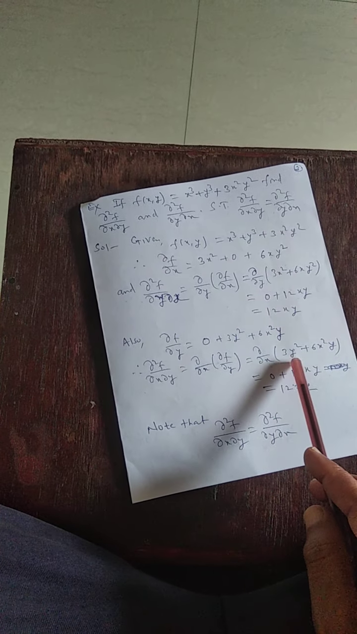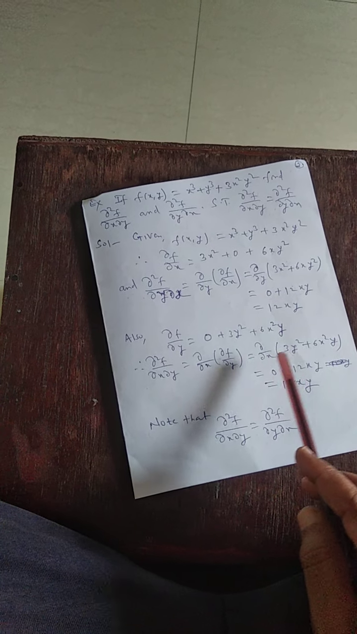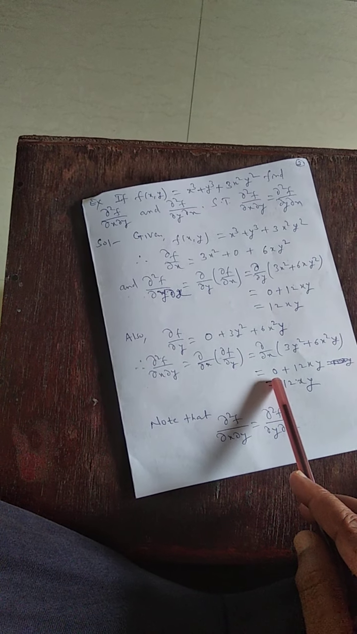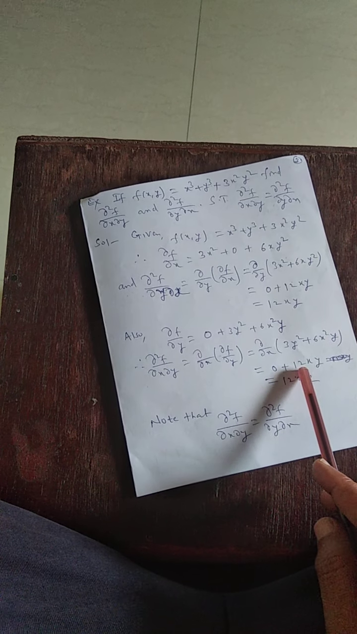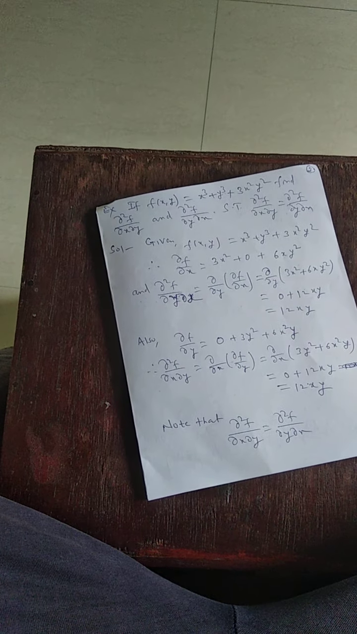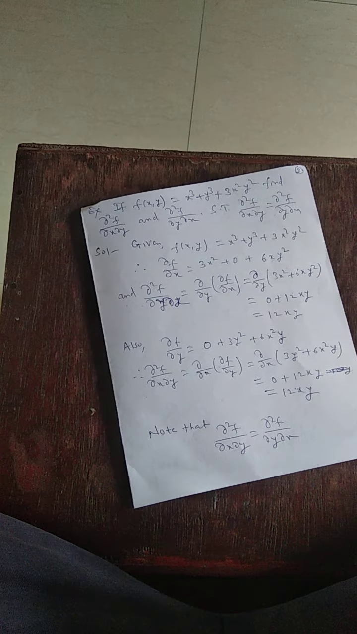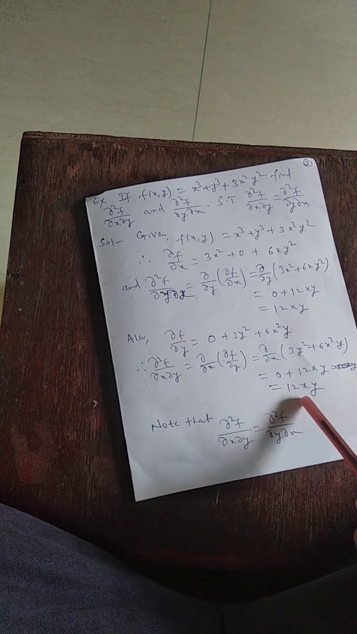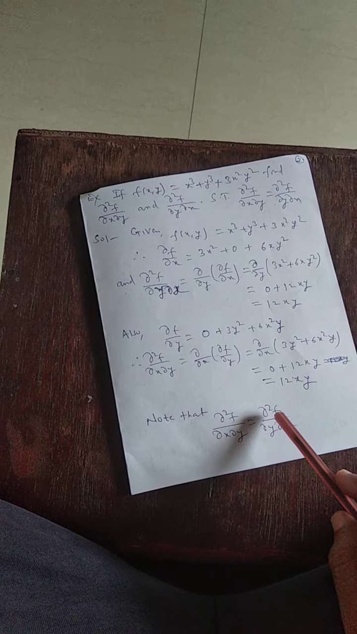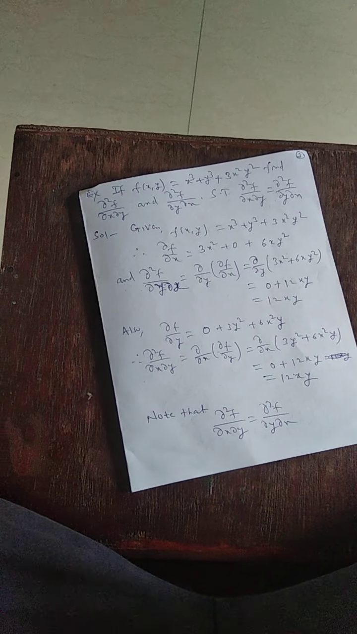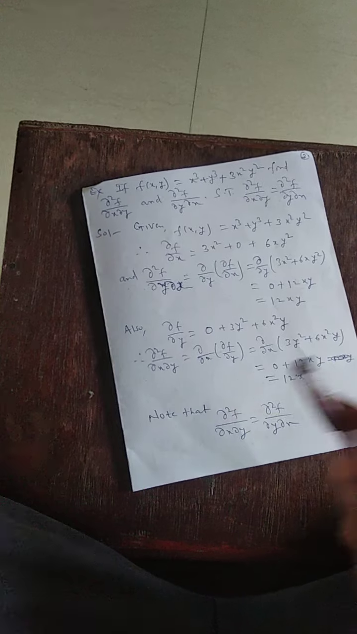So ∂/∂x means 3y², derivative of 3y² with respect to x is 0. Derivative of 6x²y, that is 12xy. So the answer is 12xy. Note that ∂²f/∂x∂y is equal to ∂²f/∂y∂x. So it is shown.